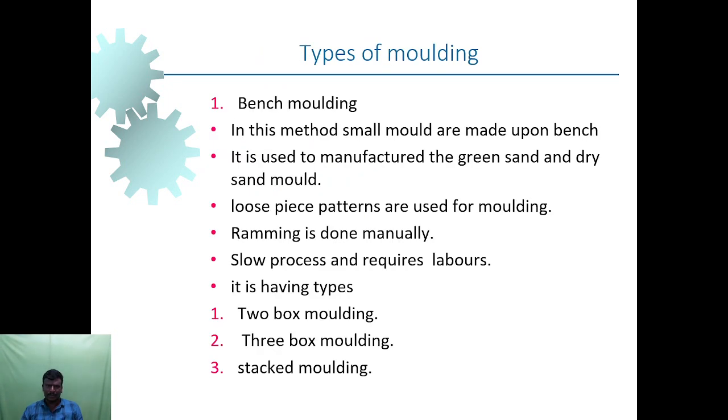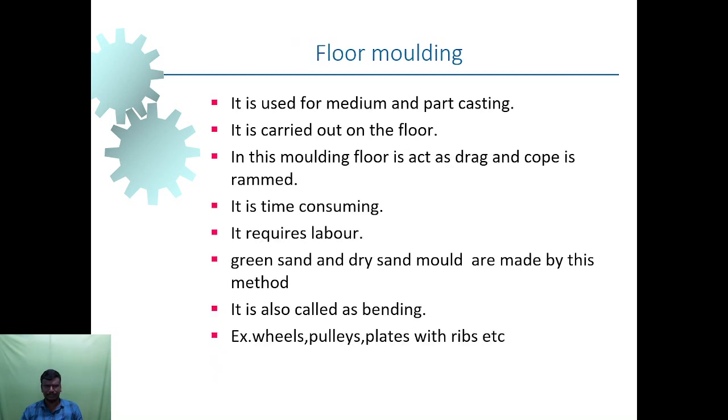The types of molding. The first one is bench molding. In this method, small molds are made on the bench. It is used to manufacture green sand and dry sand molds. Loose piece patterns are used for this bench molding process. The ramming is done manually and it is a slow process and requires levers. It has types: two box molding, three box molding, stacked molding.